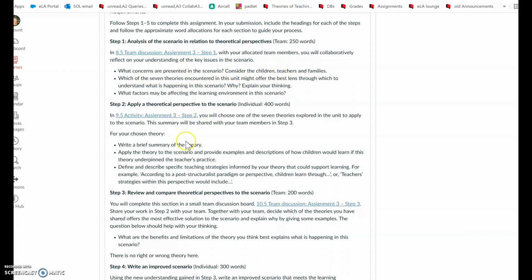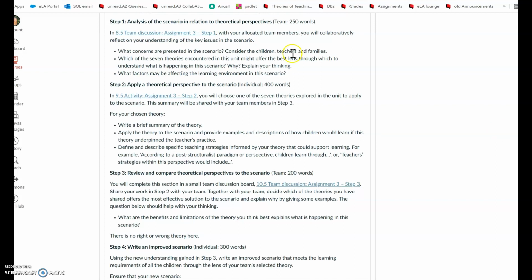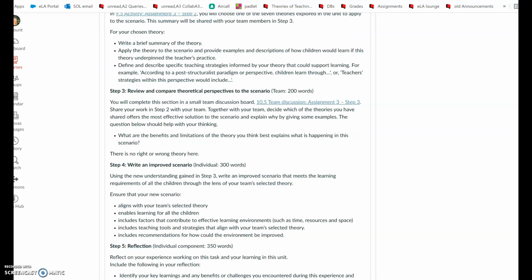So we're going to move through each of these steps, and you're going to complete these with your teammates. Again, remember step 1 and step 3 are the only ones that you complete with your teammates. The rest of it you will be doing individually.